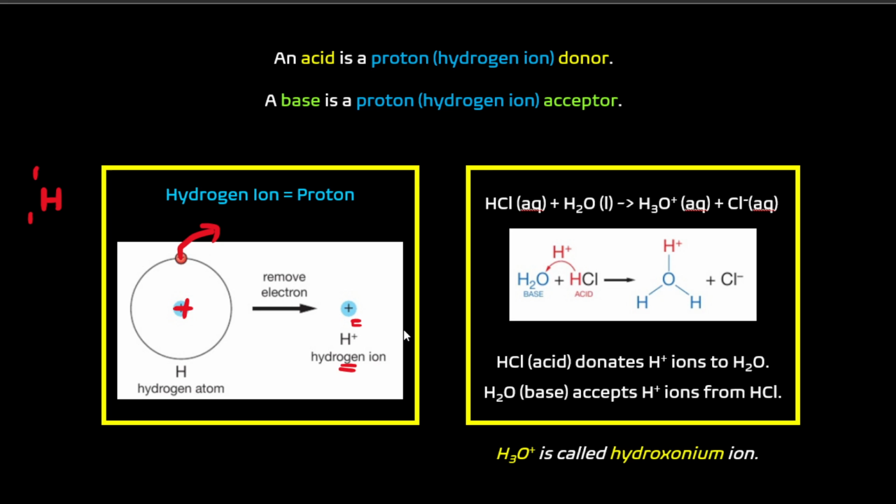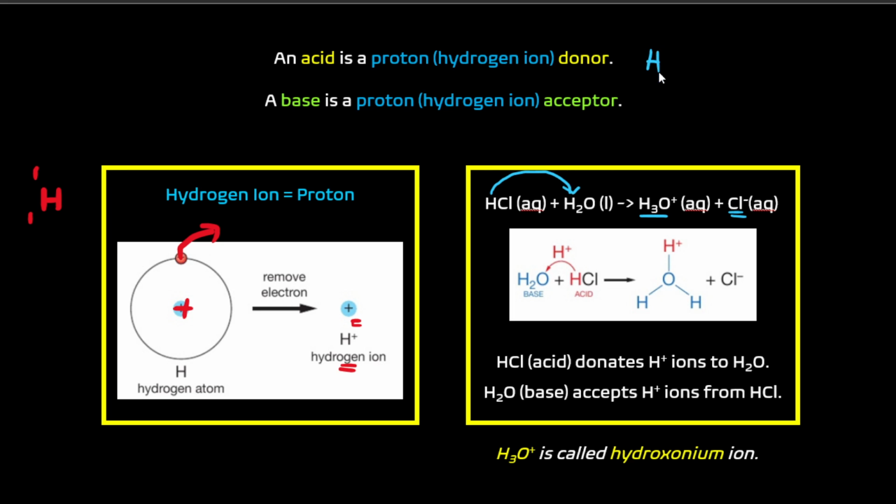Okay, and let's see why we said an acid is a proton or hydrogen ion donor. In the reaction between hydrogen chloride aqueous and water, HCl is an acid because HCl donated an H plus ion, or a proton, to water in order to form the hydronium ion H3O plus. Okay, and since H left, only Cl minus remained. So it works this way.